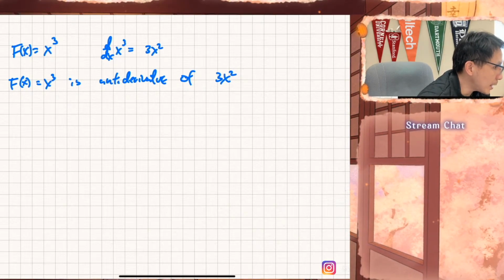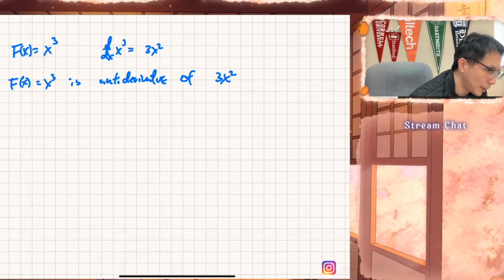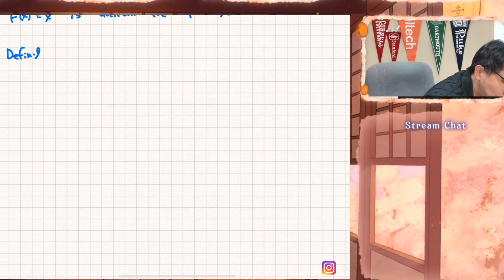So here are the things. Now also, we want to talk about one more thing that is kind of interesting. A lot of people got confused earlier. Hopefully I can do a better job explaining this part. So the definition of antiderivative, integral.